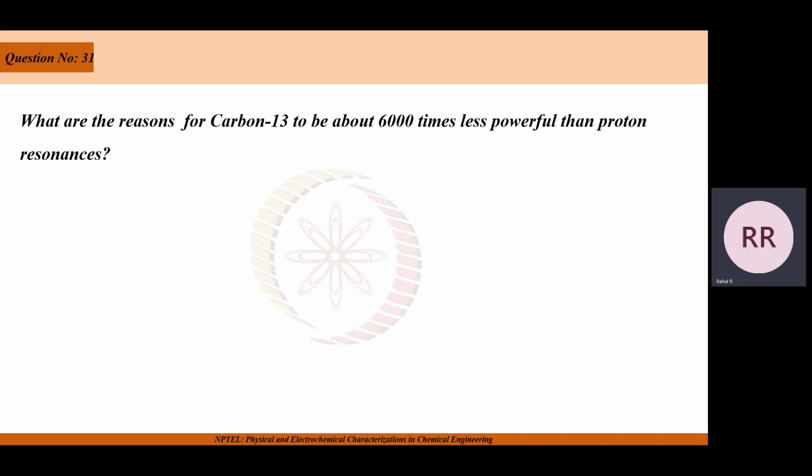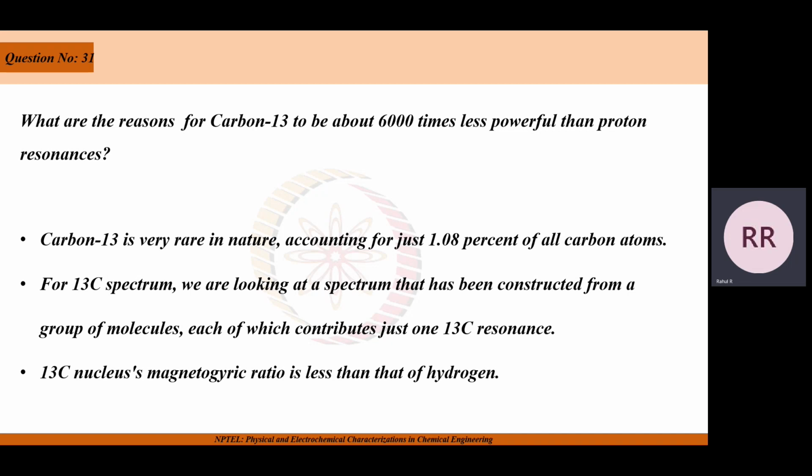I think you guys have had enough time to think about the answer. The answer to this question is that carbon-13 is pretty rare in nature and accounts for only 1.08%. So this is one of the major merits. First, the carbon-13 spectrum is constructed from a group of molecules which contribute to just one carbon atom. And carbon-13's gyromagnetic ratio is much less than that of hydrogen. So these are a few reasons why carbon-13 seems to be much less powerful than proton resonances.